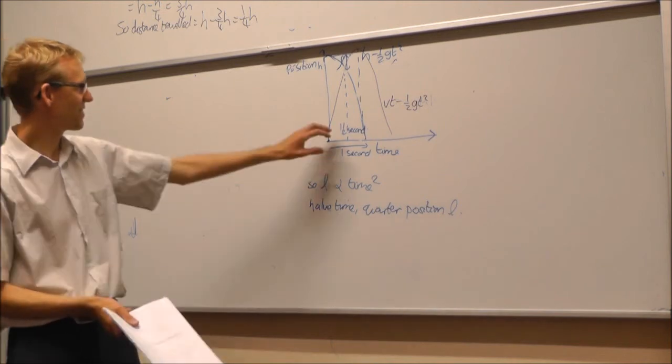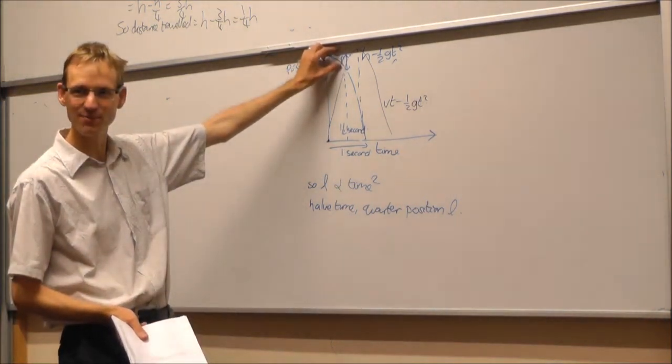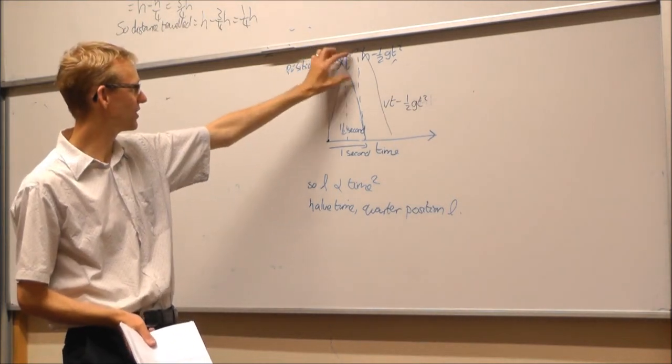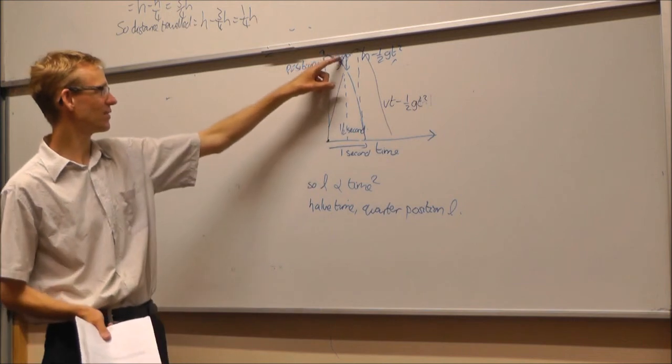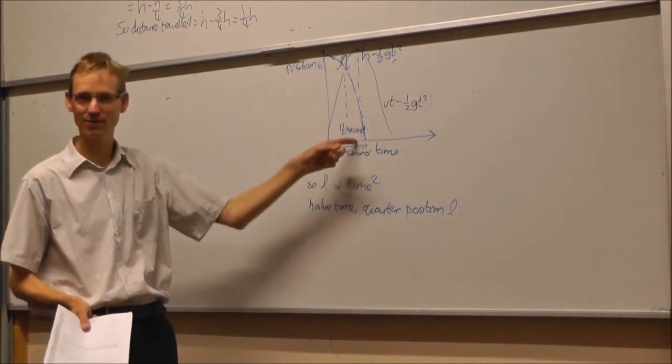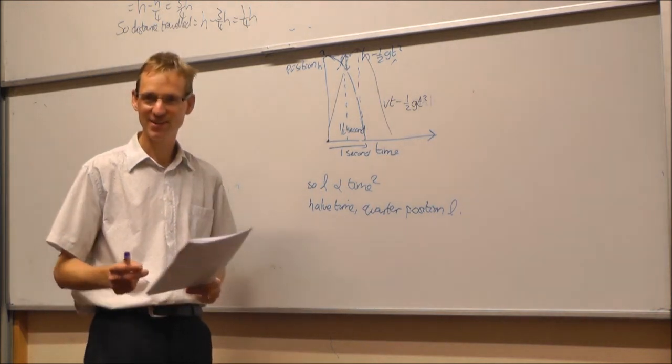I think the diagram is quite helpful because it's fairly obvious now that this is going to be a quarter of that distance because it's a parabola. You know, half squared is a quarter, 1 squared is 1. That's the best I can do, I think, on that one.